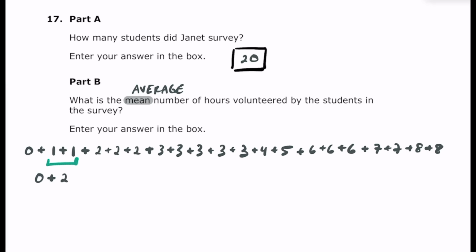2 times 1 is going to be 2. And then let's see over here, how many 2's are there? 3 times 2 is going to be 6 plus. And obviously you have a calculator, so you could do that here. 1, 2, 3, 4, 5. 5 of these 3's makes 15.